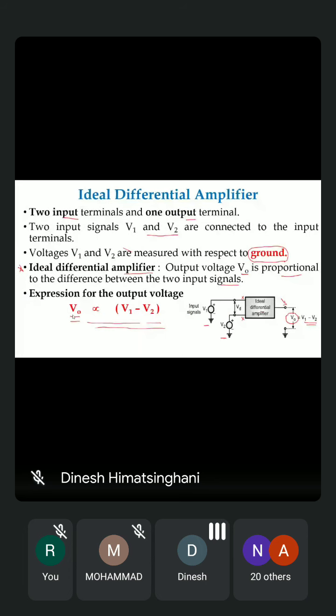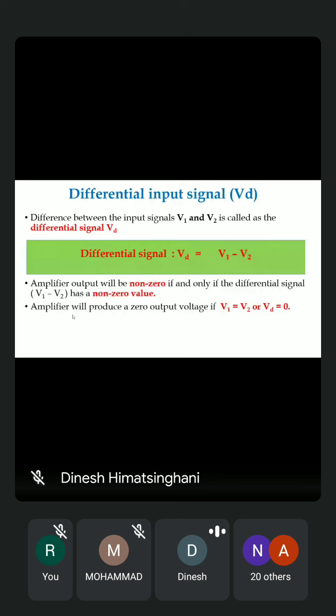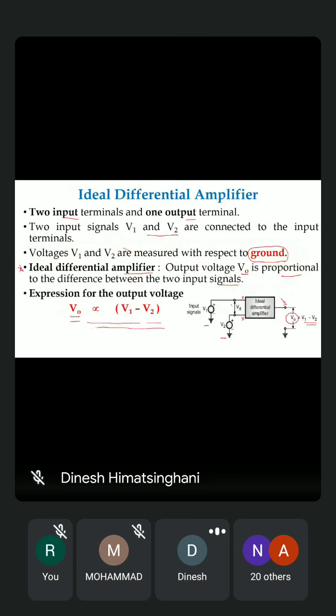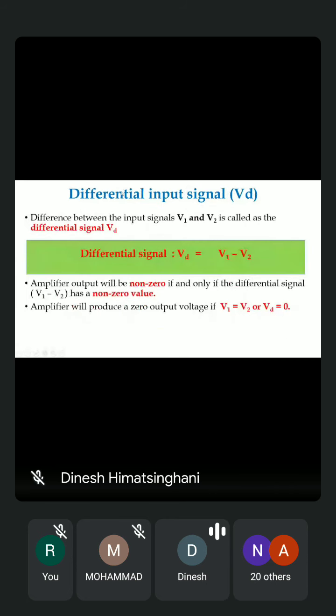Now let us understand this very important term, which is your differential signal VD. We are talking about a differential input signal VD. What is VD? It is the difference between the two input signals, V1 minus V2. The difference between V1 and V2 is your differential signal VD. Look at the formula: VD is V1 minus V2.